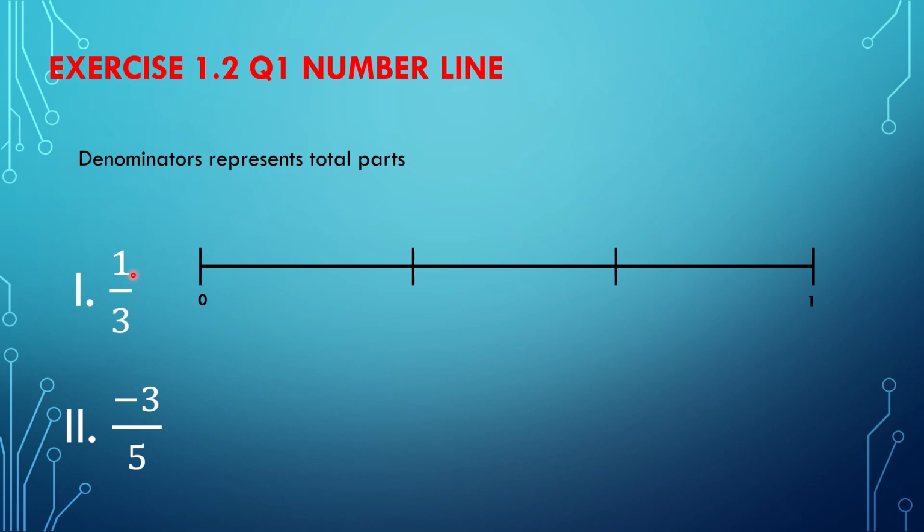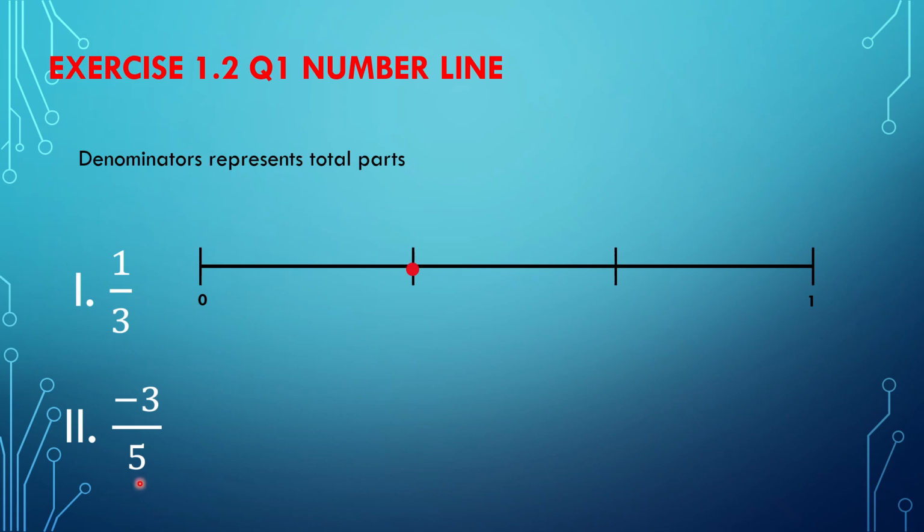And the numerator represents the portion out of the total. It means 1 out of 3. So we will represent this 1 here on the number line. It means that it is 1 over 3, or 1 out of 3 total parts.